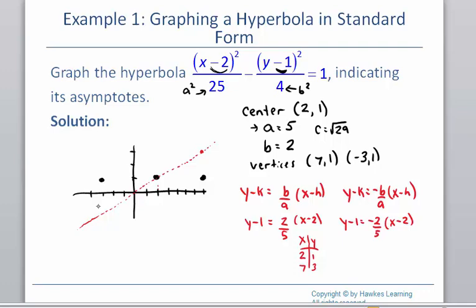Okay, and now I'm going to do the same thing with the other one. I think I'm going to use the same points. That should be easy enough. So again, if I put a 2 in, this entire side is going to zero out, causing the y to be 1. And if I put a 7 in, let's see what that does. y minus 1 equals negative 2/5 times 7 minus 2, so y minus 1 is negative 2/5 times 5. Again, those 5's are going to cancel, and when we add 1 to both sides, we get y is equal to negative 1.